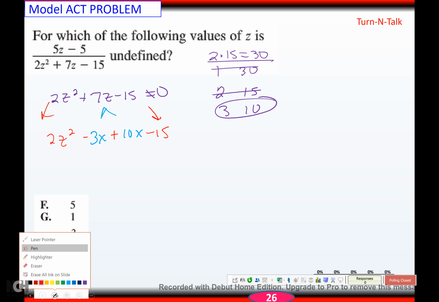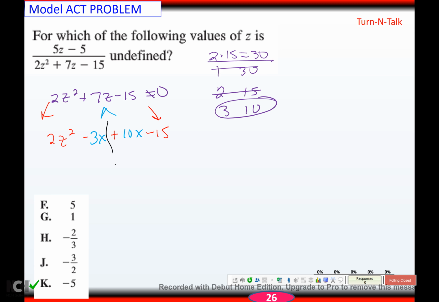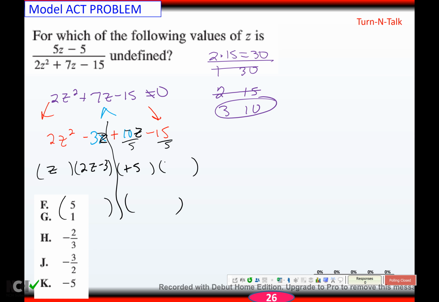So now I can go 2 by 2. GCF, GCF, GCF again. Woo! Alright, so why did I put x? Those are z's. My bad. So what do these two have in common? Well, they have a z in common. Factor out a z gives me 2z minus 3. What these guys have in common is a positive 5. Divide by 5, divide by 5, I get 2z minus 3.